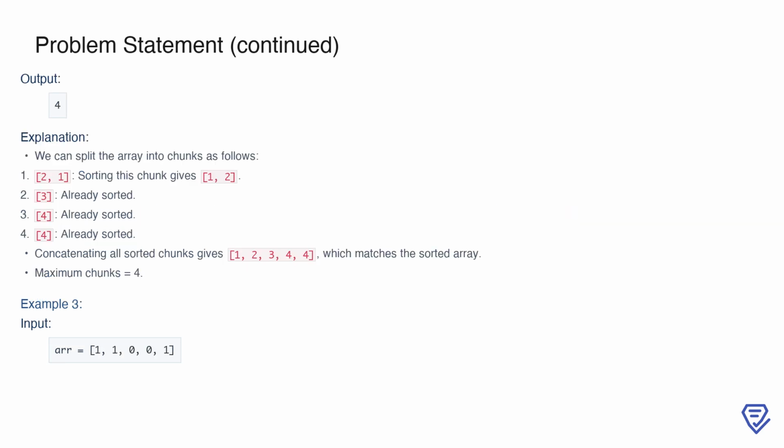Now, let's look at a more interesting example with the input array 2, 1, 3, 4, 4. The output here is 4. To achieve this, we can split the array into the following chunks: [2, 1], [3], [4], and [4]. Sorting each chunk individually gives [1, 2], [3], [4], and [4]. When we concatenate these sorted chunks, the result is 1, 2, 3, 4, 4, which matches the sorted version of the original array. This shows that it's possible to divide the array into 4 chunks while ensuring the condition is satisfied. Notice how the splitting is influenced by the boundaries where the sorted condition is preserved.